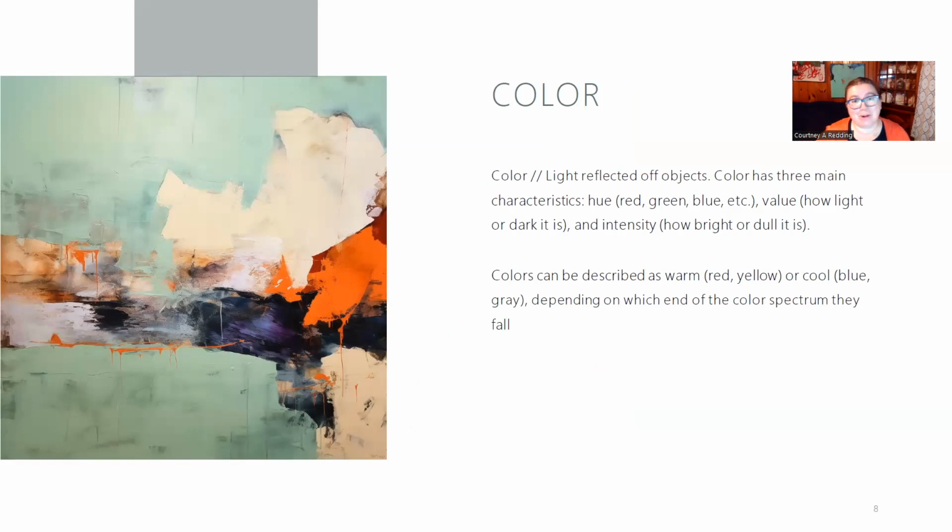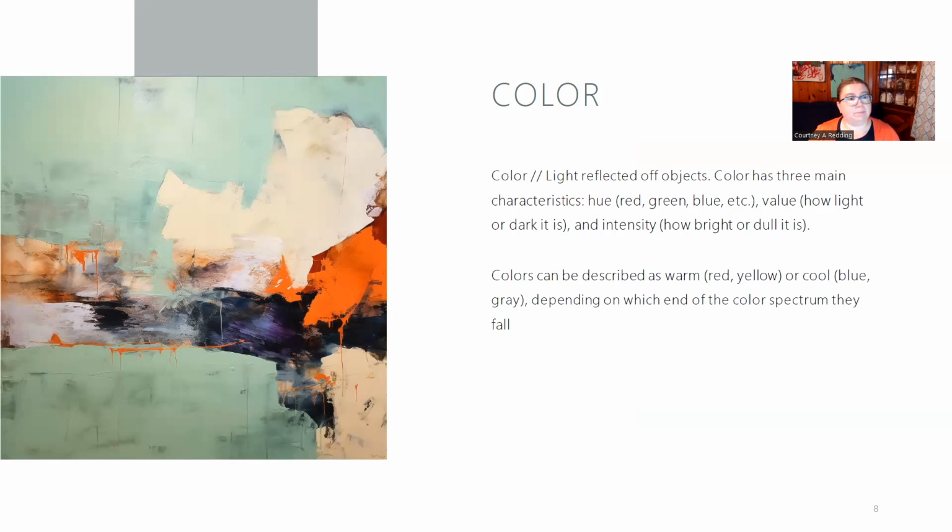Color, that's our fun one. There's a lot of science behind color. So one of the things we have to do as artists is, one, figure out some of that science, and then how do you harmonize that within your piece. As we know, color is light reflected off of an object. It has three main characteristics when you're dealing with it in art.